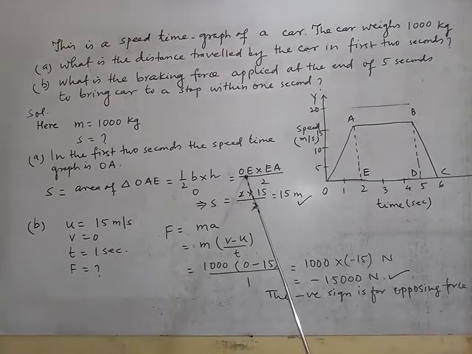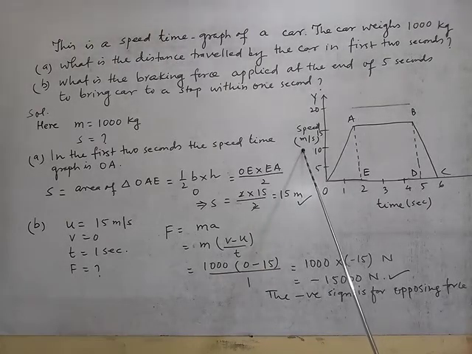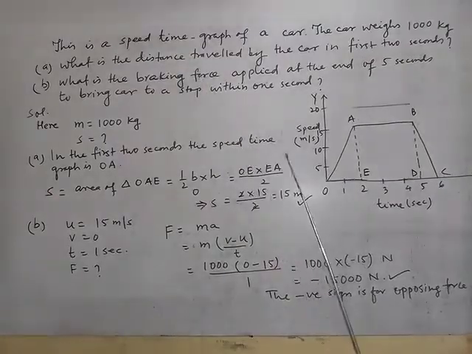Here OE is 2 seconds, and EA is 15. The speed is given in meters per second, 15 here. So the distance comes to half into 2 into 15, which is 15 meters. So this is the answer to question A.